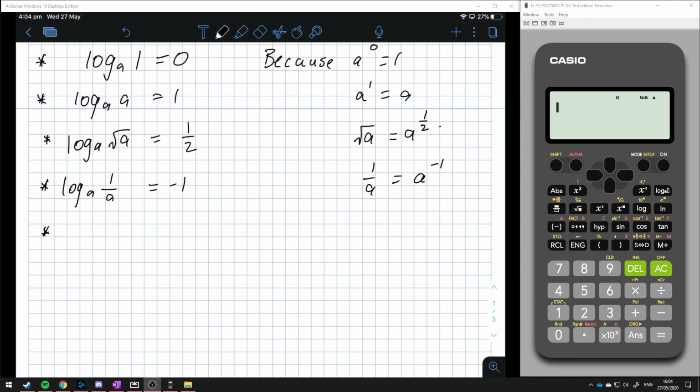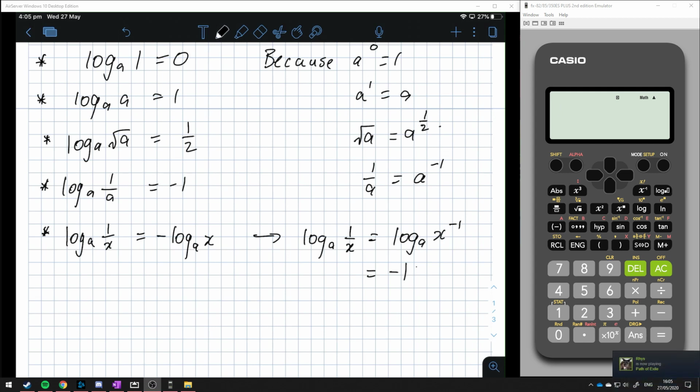And now let's say we have log a of 1 over a different value x, then that's equal to negative log a of x. Now this one's a little bit different, because if we had log a of 1 on x, then that's the same as log a of x to the negative 1. And then using that power rule from above, that's the same as negative 1 of log a of x. Okay.